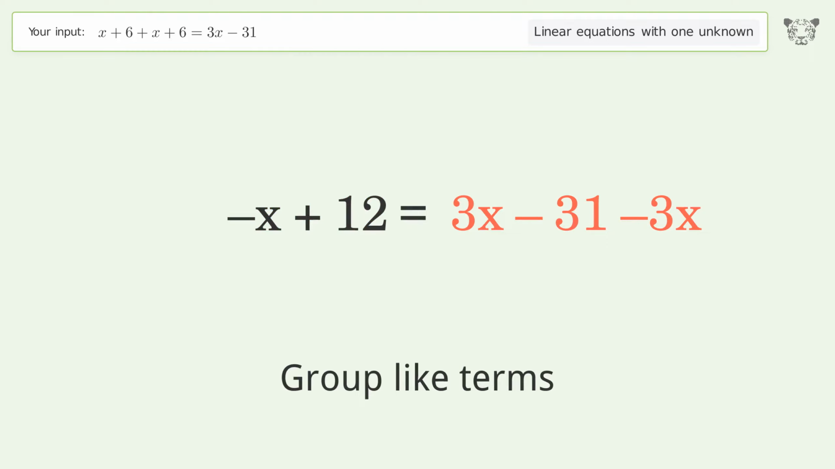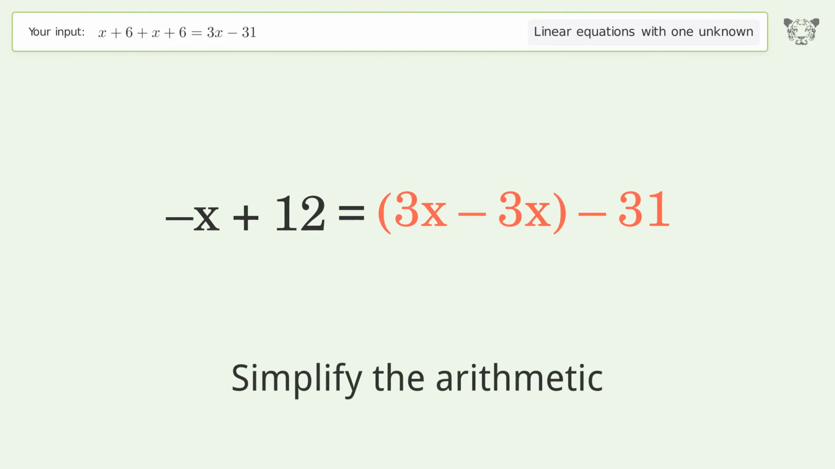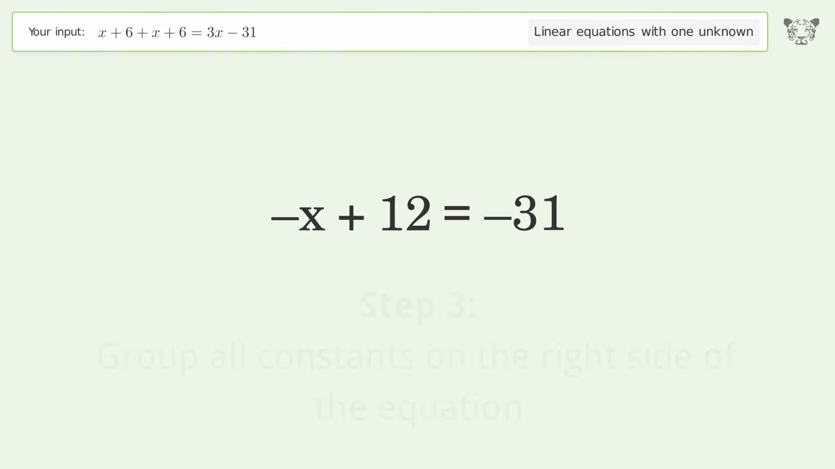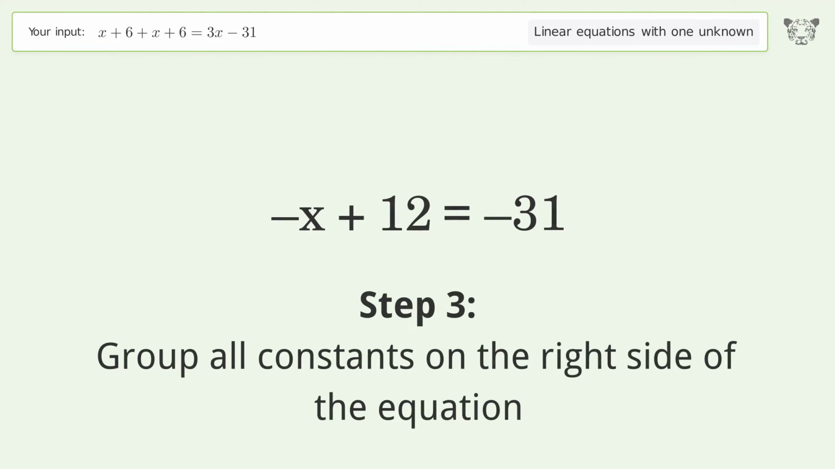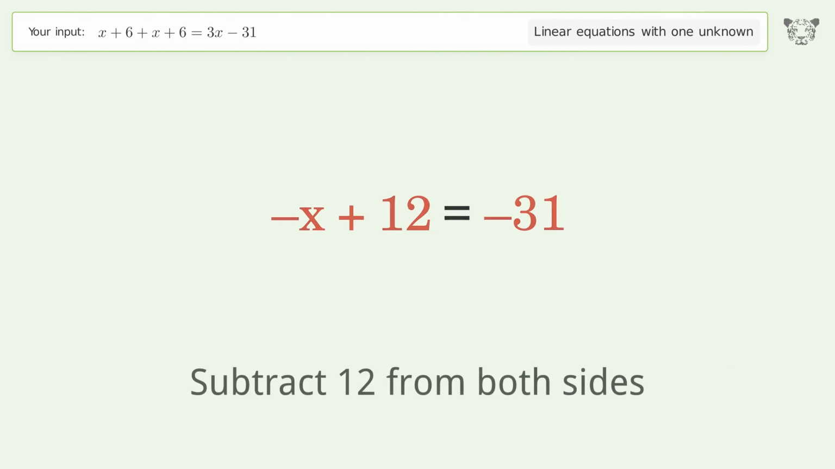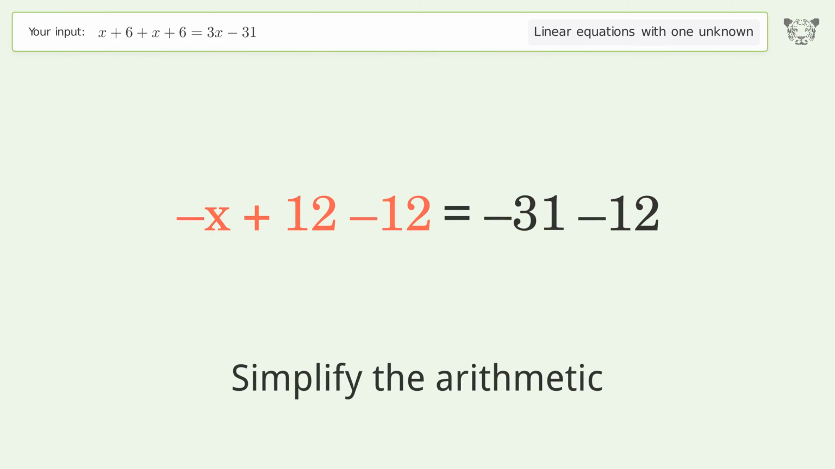Group like terms. Simplify the arithmetic. Group all constants on the right side of the equation. Subtract 12 from both sides. Simplify the arithmetic.